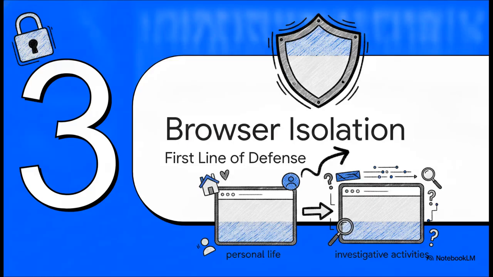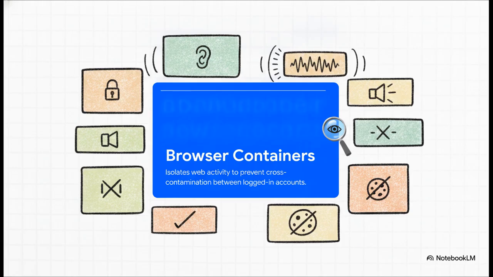All right, let's fix that. Section 3, browser isolation, your very first line of defense. Now that we know the threat of fingerprinting, let's build that first layer of OPSEC defense. We essentially need to put a wall between your personal life and your investigative activities. This starts with browser containers.